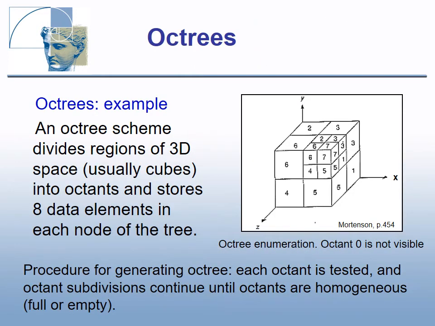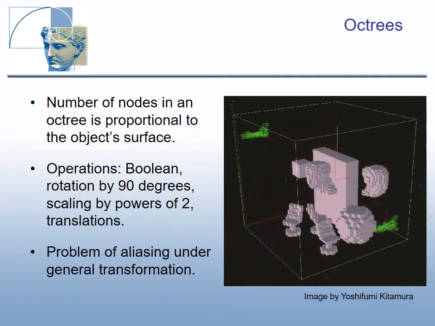An octree is one of the 3D spatial partitioning schemes, and it is a one-dimension higher version of a quadtree. An octree construction procedure divides regions of 3D space, usually cubes, into octants and stores 8 data elements in each node of the tree, numbered as shown in the image. The procedure tests each octant, and octant subdivisions continue until octants are homogeneous, full or empty. The number of nodes in an octree is proportional to the object's surface.